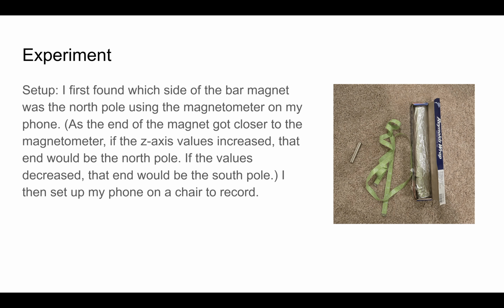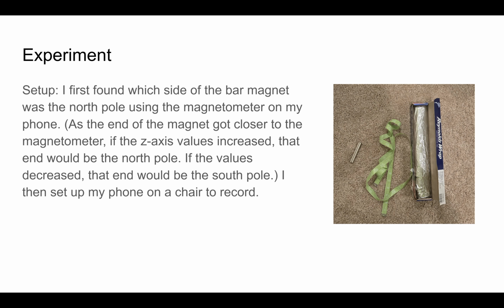So, setup. I first found which side of the bar magnet was the North Pole using the magnetometer on my phone. As the end of the magnet got closer to the magnetometer, if the z-axis value increased, that end would be the North Pole. If the z-axis values decreased, that end would be the South Pole. And then I used tape and a marker to mark which side was the North Pole.